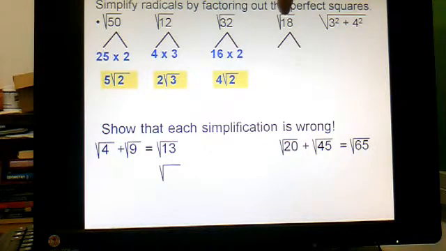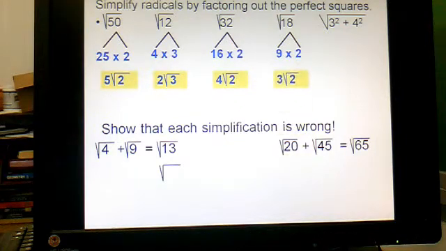You could do 6 times 3 for this one. That's not the most efficient one because neither 6 nor 3 is a perfect square. You do 9 times 2. Square root of 9 is 3. And the 2 stays trapped under there.